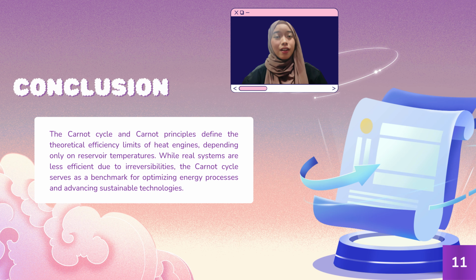In conclusion, the Carnot cycle and Carnot principles define the theoretical efficiency limits of heat engines, depending only on the reservoir temperatures. While real systems are less efficient due to irreversibilities, the Carnot cycle serves as a benchmark for optimizing energy processes and advancing sustainable technologies.